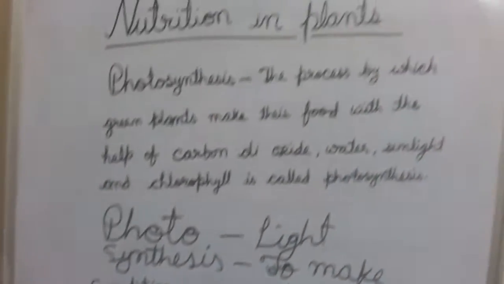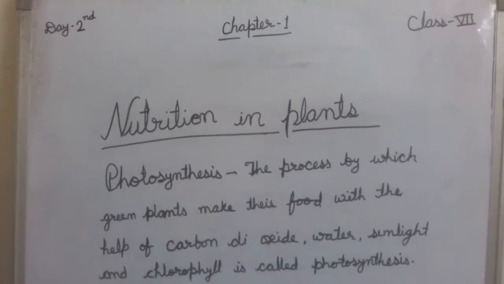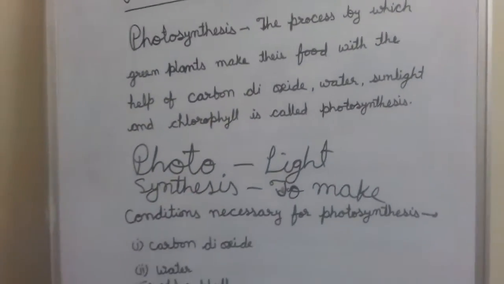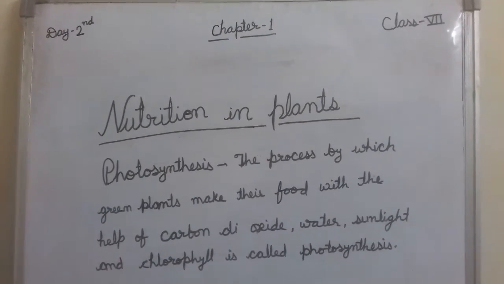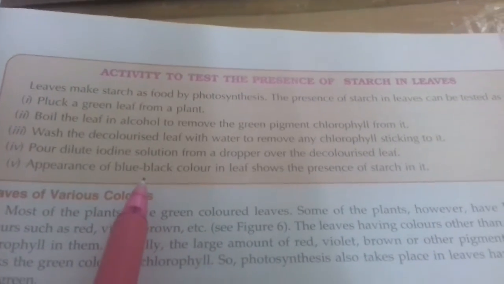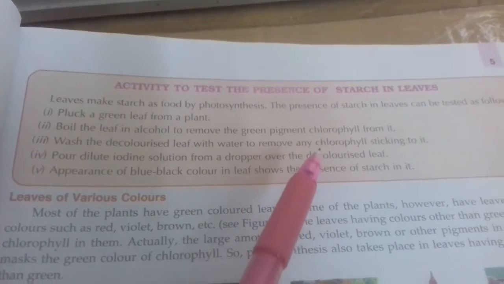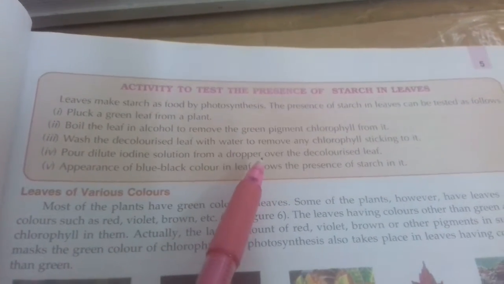That's all for today. Now you will revise the chapter, the topics, again and again, and in the next class I will come with some other topics of this chapter. In this chapter there is an activity to test the presence of starch in leaves. But here, due to lockdown, we can't perform this activity because we can't go to the lab. But once the school reopens, I will show you the activity in our school lab.